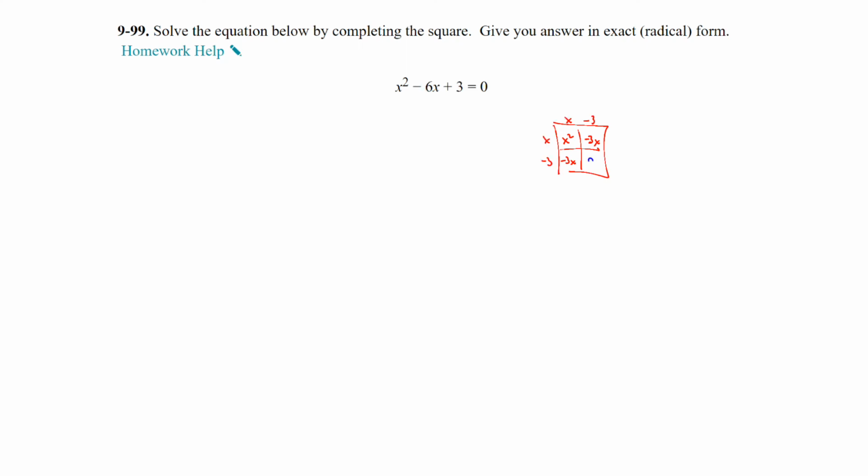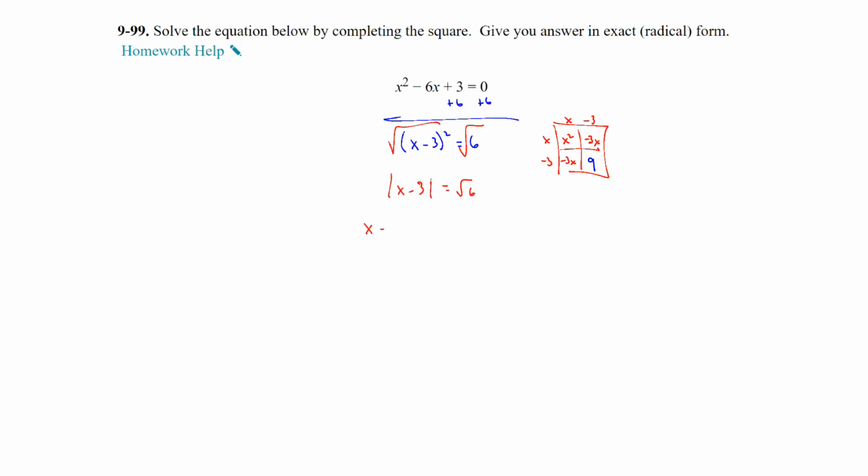Well, negative 3 times negative 3 is 9. So we need 9, but we only have 3. So how many more do we need? We need to add 6. And we can add 6 to both sides. So the dimensions of our square are x minus 3 squared, and that is equal to 6. So now we can take the square root of both sides to solve this using completing the square. That gives us the absolute value of x minus 3 is equal to the square root of 6.